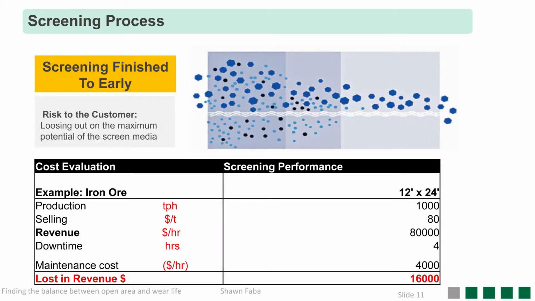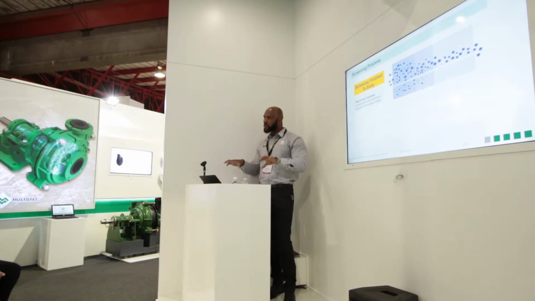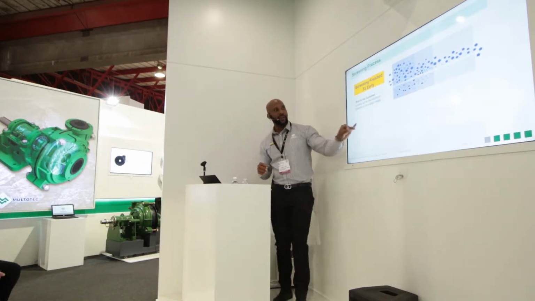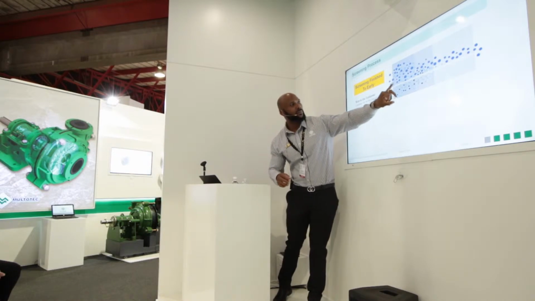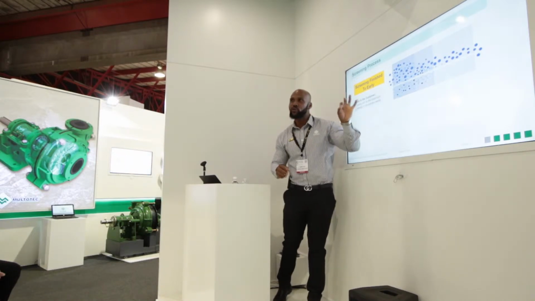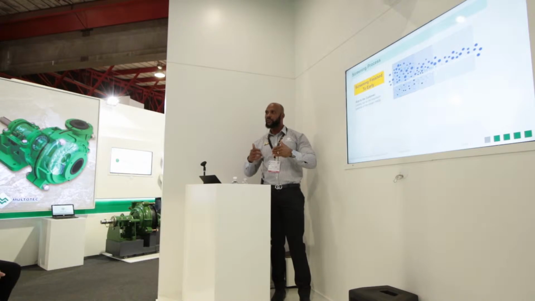So what you saw up there was one of the screening processes, which we call screening finishing too early. What is currently happening in that stage is that the risk to a customer is losing the maximum screening area. In other words, the screen is typically using only the two-thirds of the screening media, meaning the rest of the screen is not utilized effectively, as you can see on the last tail end of the screen itself.